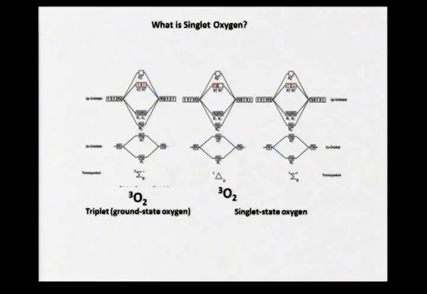Singlet oxygen, I'm sorry, this should be 1O2. Singlet oxygen is a situation where the unpaired electrons in the molecule are actually in the singlet state. In other words, they are aligned against each other rather than together.